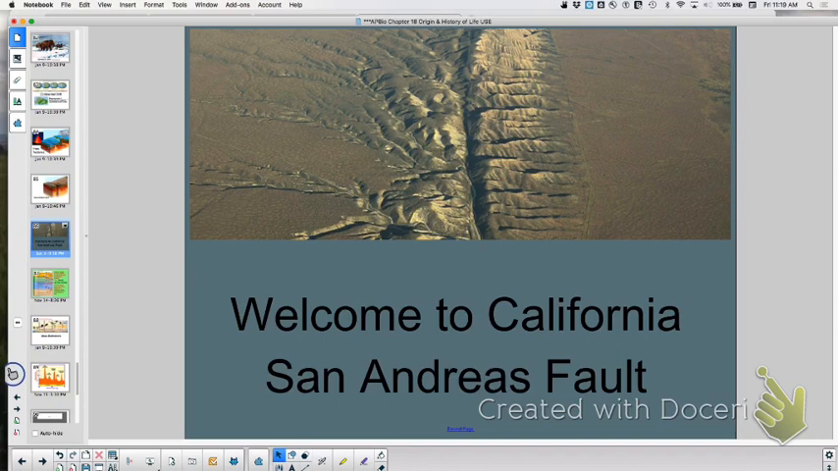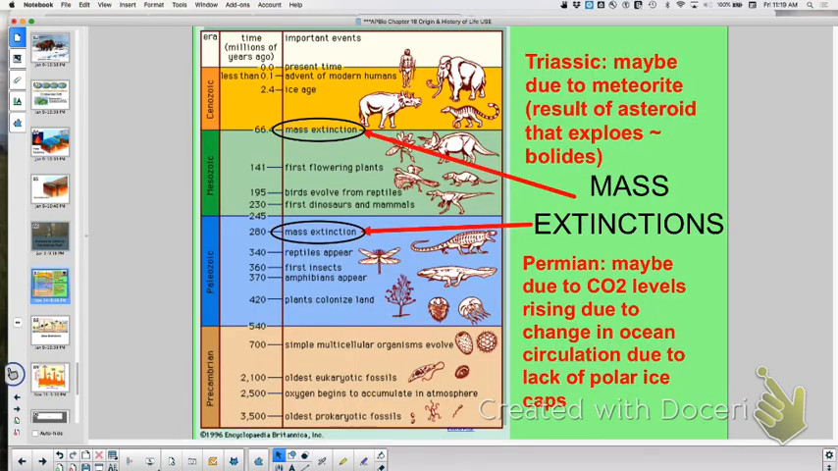It would be better if we had lots of what? Small earthquakes to slowly release it than to go like that. That's pretty major. All right, now, the other thing we want to pay attention to are those mass extinctions.